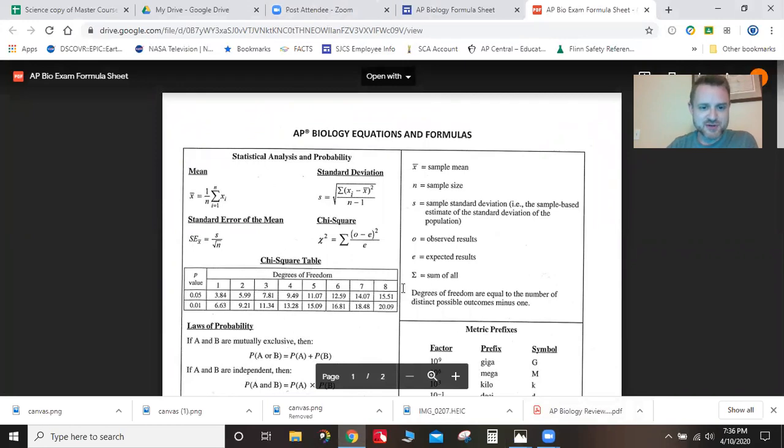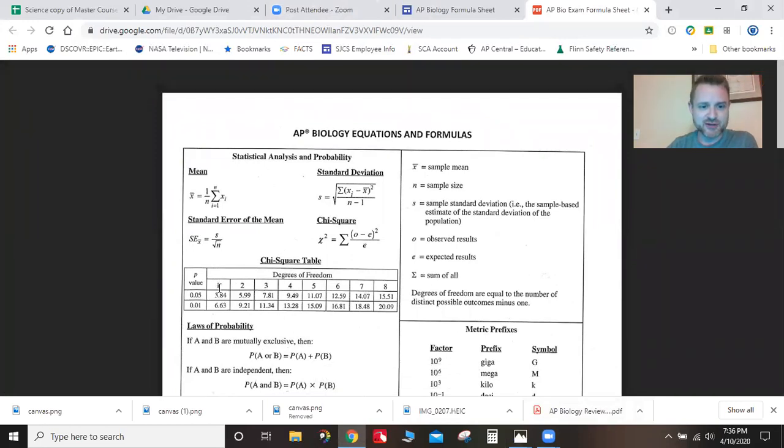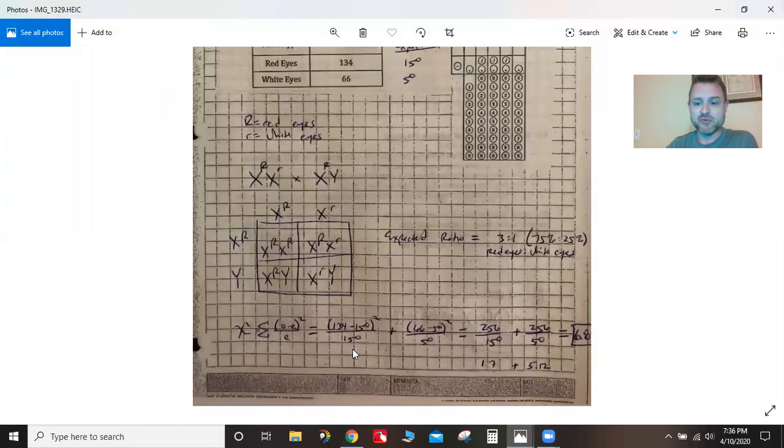So look at the chi-square table. There's 1 degree of freedom, that's this column right here. You always look at 0.05. So 3.84, that's called the critical value. Your critical value is 3.84. Your chi-square value was 6.82. If your chi-square value is more than the critical value, which it is, then you reject the null.